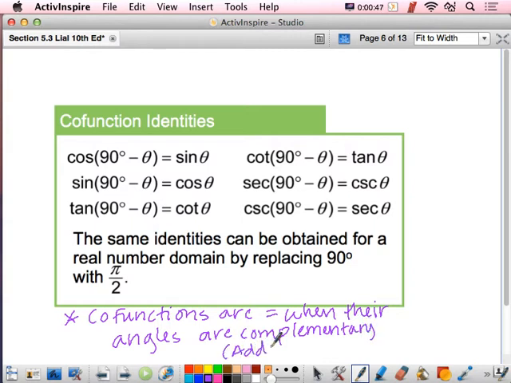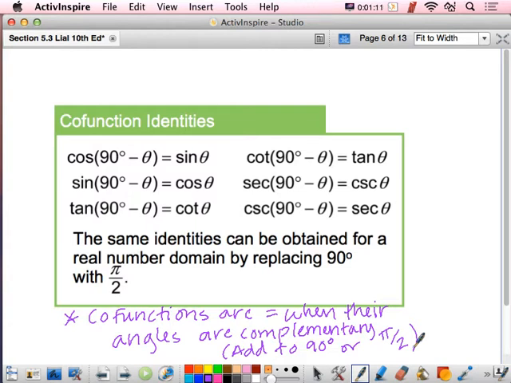If you're in radian mode, what would they need to add to? What's the equivalent of 90 degrees in radians? Pi over 2, yeah. So it's written right there. Co-functions are equal when their angles are complementary. In other words, they add to 90 degrees or pi over 2 depending on which mode you're in.